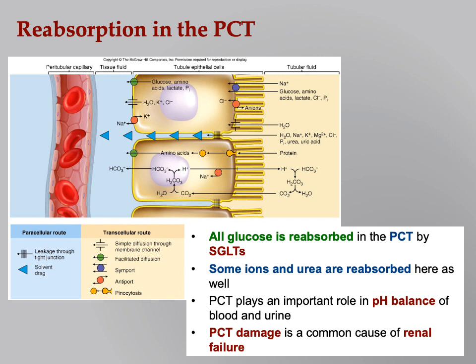All right. Some ions and urea are absorbed here as well. We do maintain some urea in our blood. It's a solute, helps maintain osmotic pressure. The PCT plays an incredibly important role in pH balance of the blood and urine because when you move a lot of solutes, you're also going to end up changing pHs, okay? You can move things like hydrogens and bicarbs.